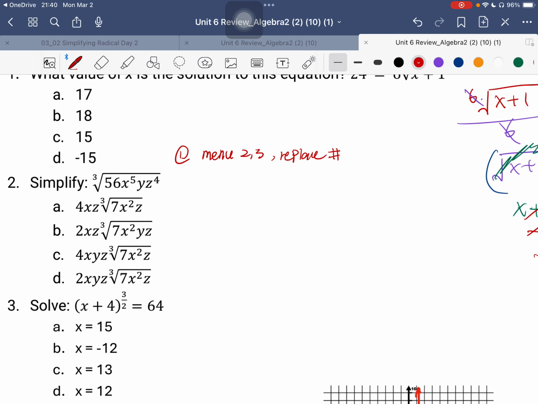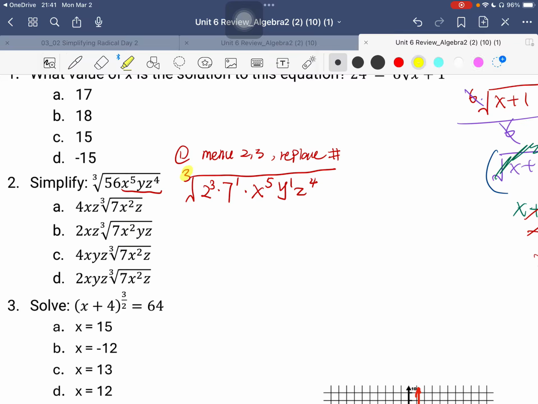So I got 56 is 2 to the power of 3 times 7. And then the power of 7 is 1. And then I bring down everything else: the x to the 5, y to the 1, z to the 4. Okay, then it is a cube root, so don't forget the cube root. Now I'm going to label my index. Index is 3, and my powers are 3, 1, 5, 1, 4.